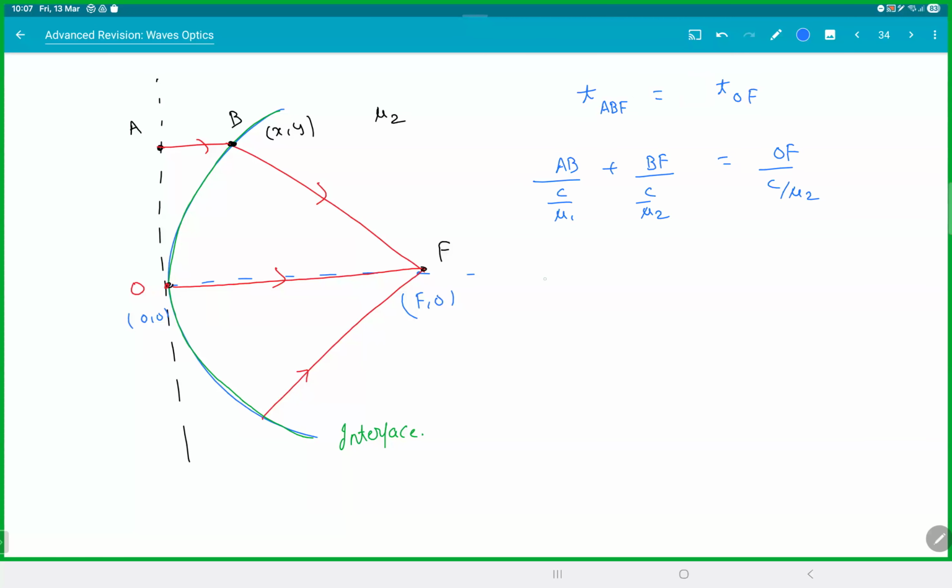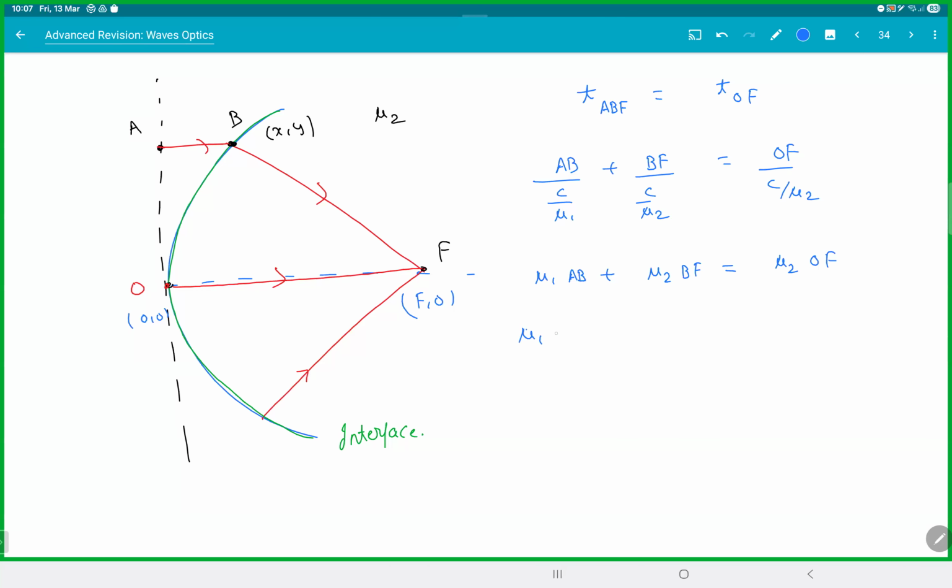So indirectly, if you see, there's a path difference only. See, mu1 into AB, that is a path difference in vacuum. Mu2 into BF, that is a path difference in vacuum, must be equal to mu2 into OF, that is a path difference in vacuum. So the total path difference must be same. So optical path is same.